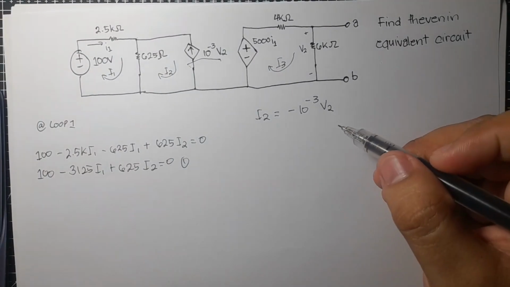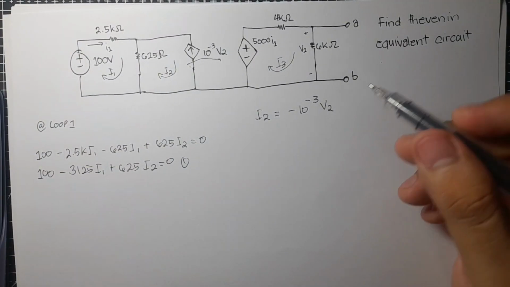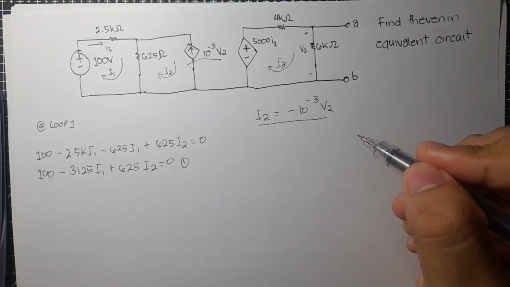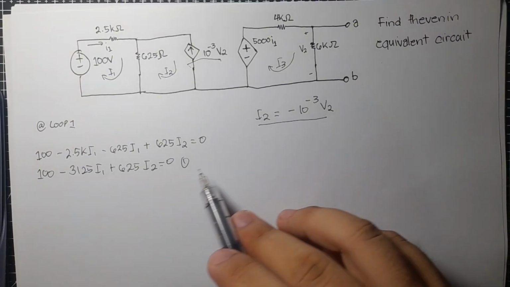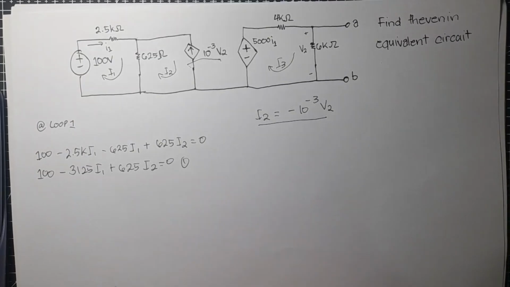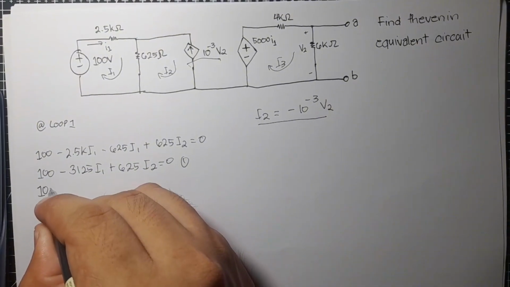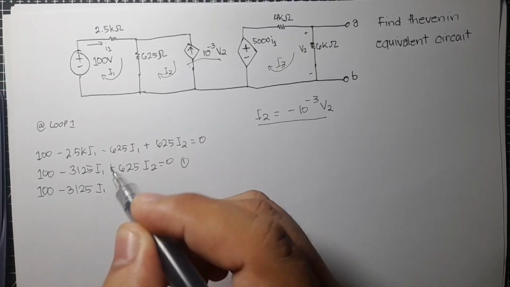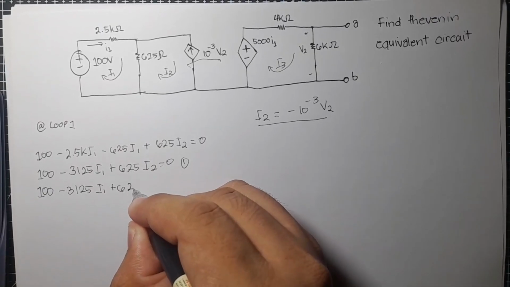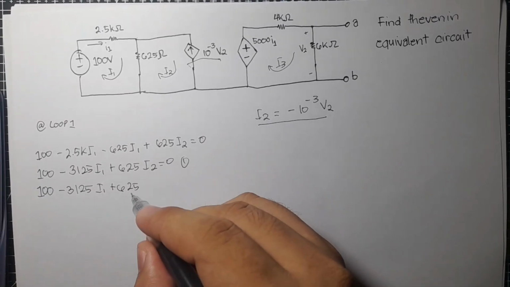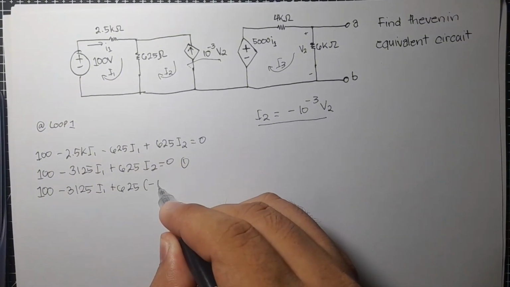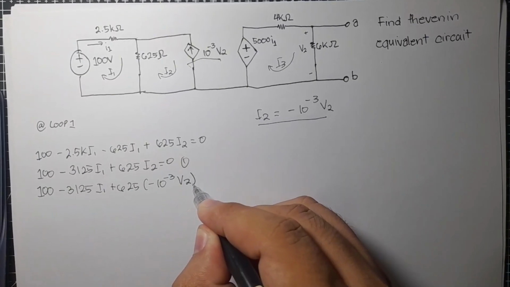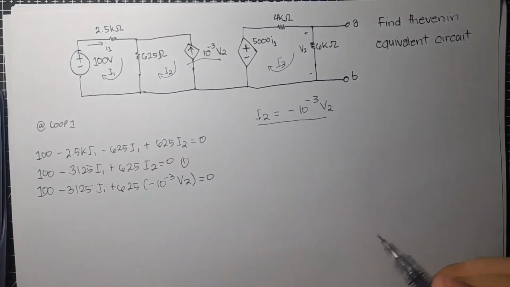So let's continue this. Now that we have the value of I2, we can just substitute the value of I2 into our first equation, which is 100 minus 3125 I1 plus 625 I2, which is negative 10 raised to negative 3 V2 equal to 0.